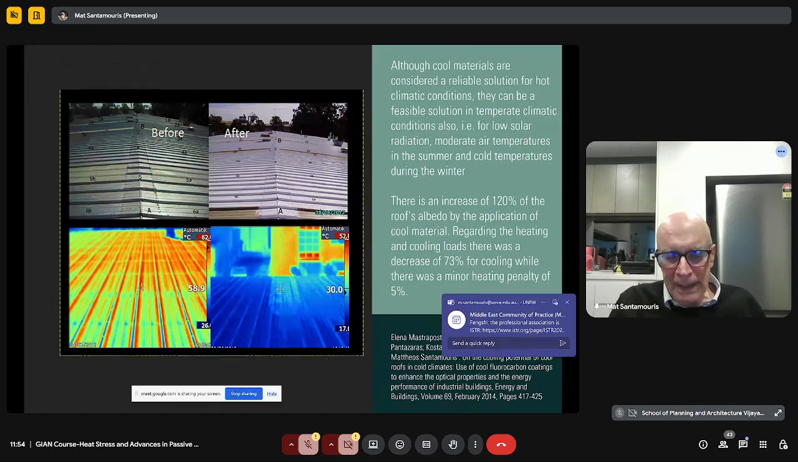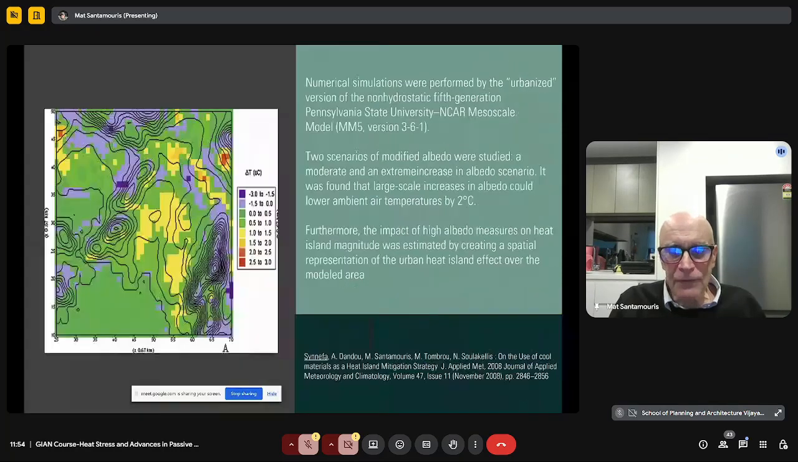So the increased reflectance does not really affect so much the temperature of the materials and of the building. What about if we implement cool roofs at the city scale? If we have a national or a regional program of cool roofs, what may we expect from implementing cool roofs at the city scale?